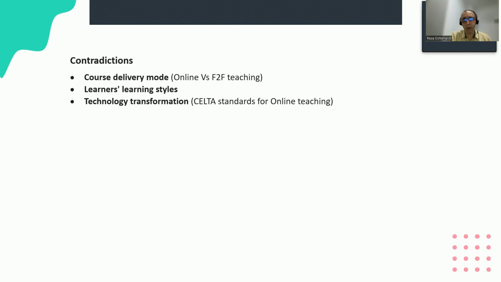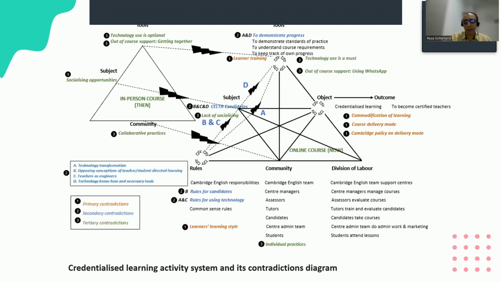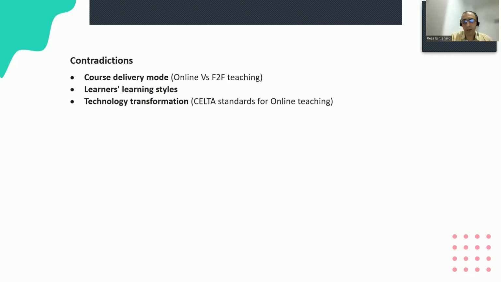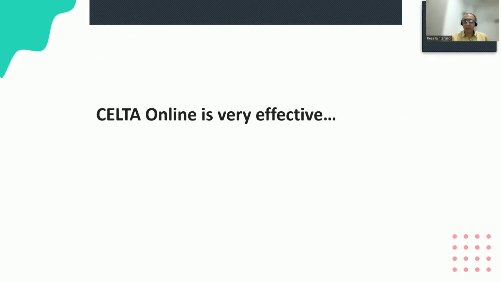There were a lot more contradictions. I can talk about more contradictions, but I'm afraid my time doesn't really let me. I just need to highlight that, as I showed you in this diagram, there are a lot of contradictions in only one activity system, which we call credentialized learning. But finding contradictions is not a bad thing. It's not a weakness. The other way around, actually, it is very effective.